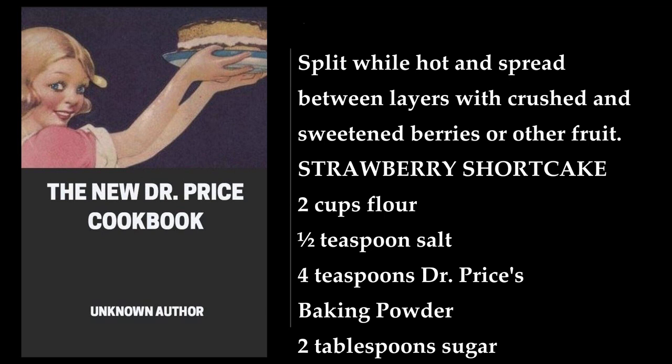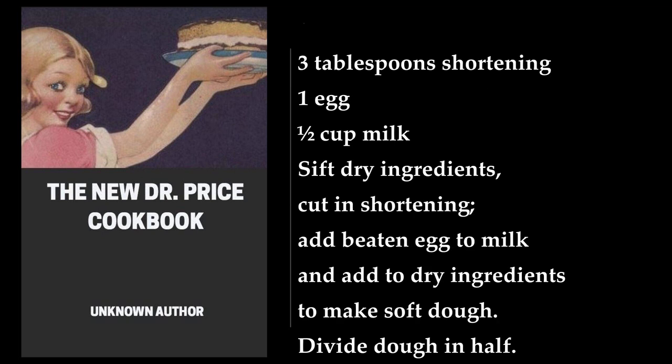Strawberry shortcake. 2 cups flour. 1/2 teaspoon salt. 4 teaspoons Price's baking powder. 2 tablespoons sugar. 3 tablespoons shortening. 1 egg. 1/2 cup milk. Sift dry ingredients, cut in shortening. Add beaten egg to milk and add to dry ingredients to make soft dough.